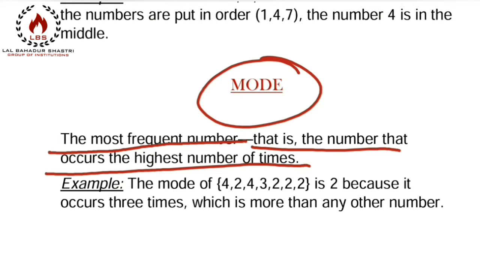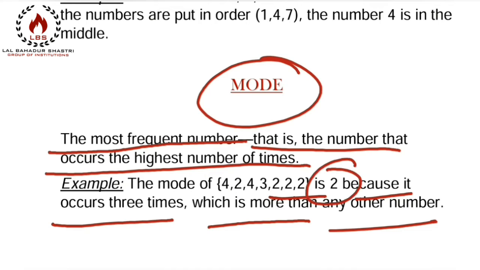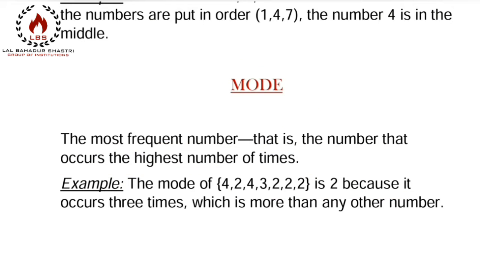Example, the mode of 4, 2, 4, 3, 2, 2, 2. If you observe, 2 is the number that occurs the maximum number of times, because it occurs 4 times, which is more than any other number. So our mode will be 2. So mean is the average, median is the middle number, and mode is the number that occurs the highest number of times. Here we have completed the basic concept of mean, median and mode.